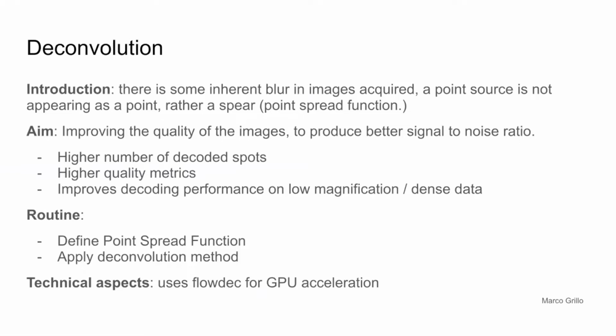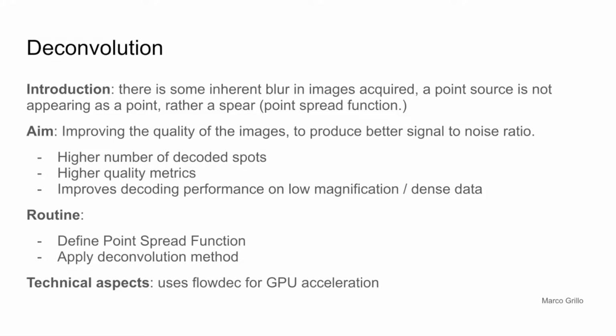The whole idea of doing a deconvolution is to leverage the information that you have about your microscope setup and try to restore or improve your images. The aim of this step is to improve the quality of your images and produce better signal-to-noise ratios. In the end, this gives you more data to work with. You get more decoded spots, higher quality measures and metrics, and this also improves the decoding performance on the low magnification of your dense data. This is at least what we've seen in our lab, and it does indeed work very well.